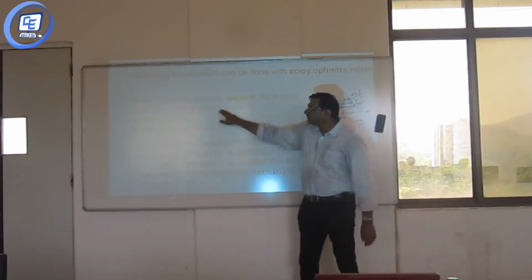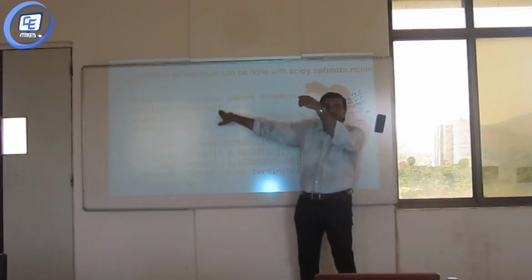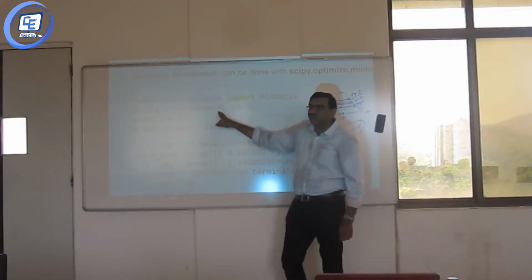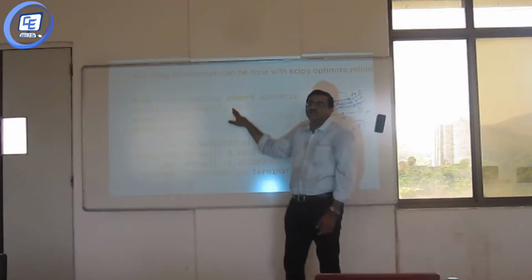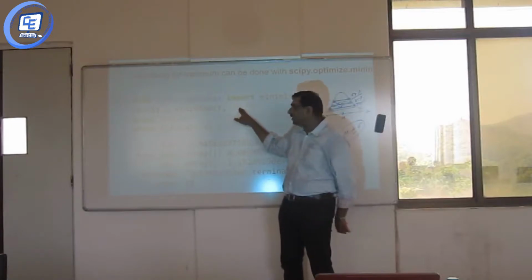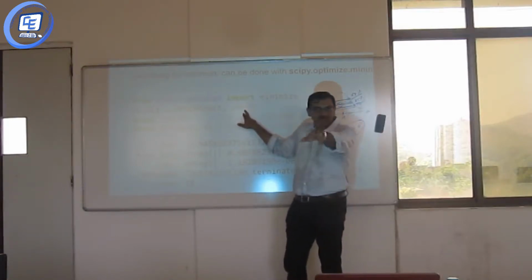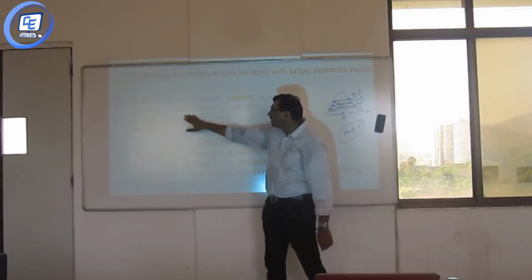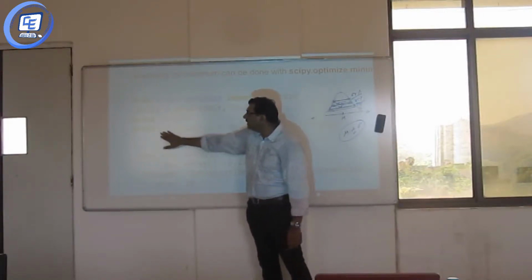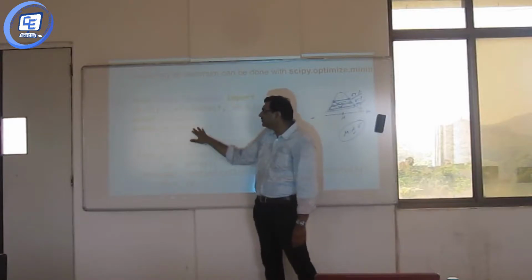result equal to minimize. What do I want to minimize? Our function f, which we defined above, x square plus 10 sin x. I want to minimize this f, and I have to give some starting point, x0. You can give any starting point. Here I have given 0. You can change it and give any starting point there. So this will do the minimization and it will print the result, and I will do print f of result.x.